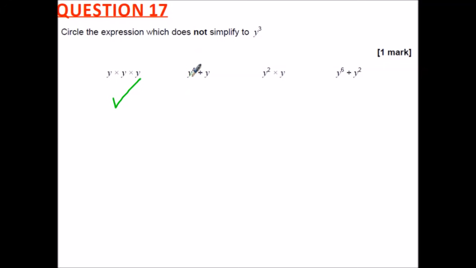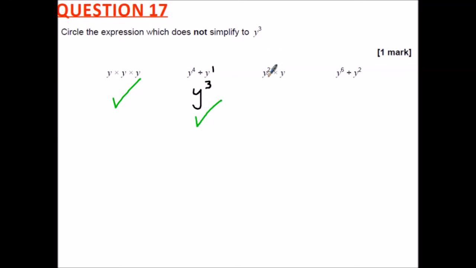Now this one over here, if there's no power next to the y, you can always safely assume it's the power 1. So that means y to the 4 divided by y to the 1. So you need to remember that when you're dividing things, you're subtracting the little numbers. So the new power of y for this one will be 4 take away the 1, which is 3. And so that one does simplify down to y cubed. That one does work.